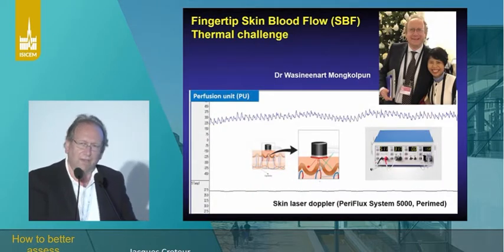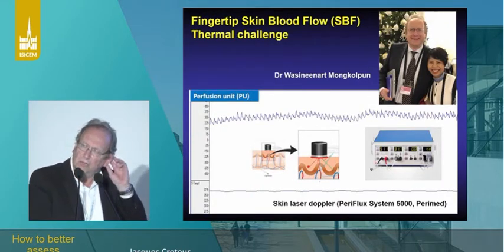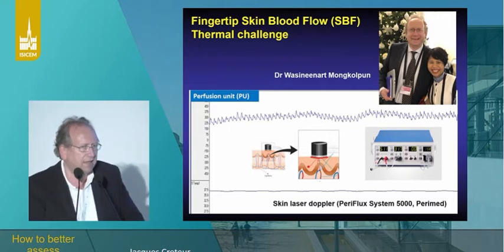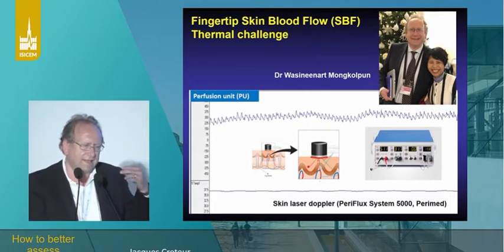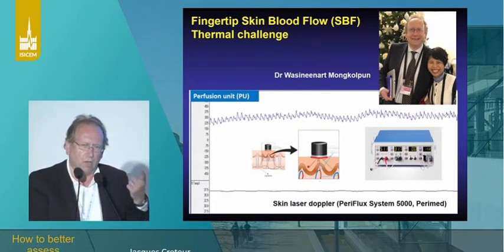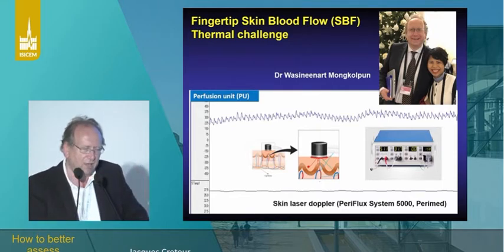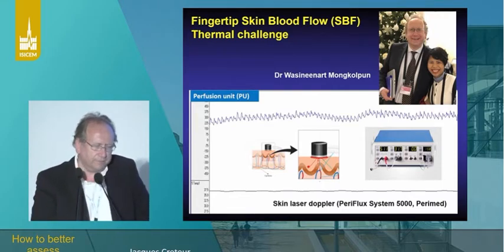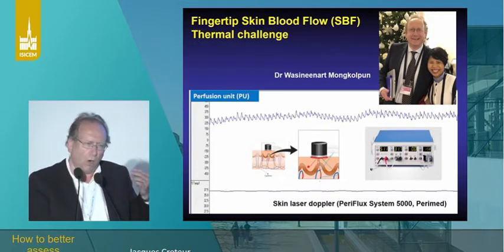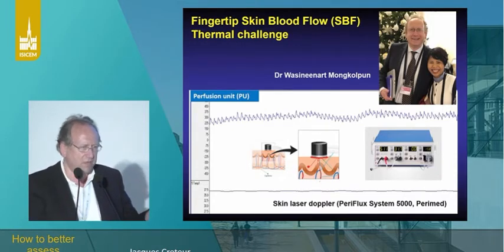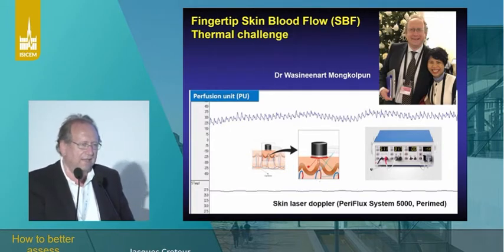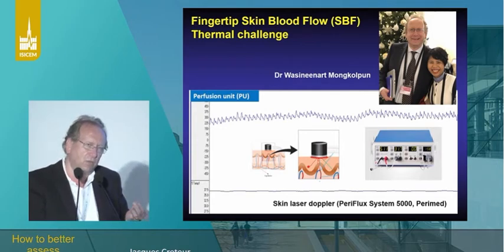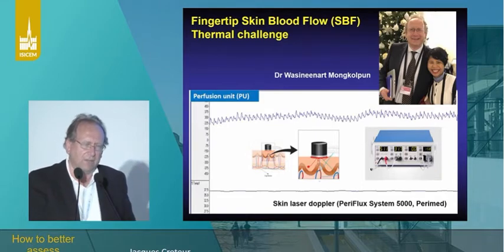What we have developed over the last two or three years is to try to assess peripheral perfusion using a laser Doppler. So we assess fingertip skin blood flow on the index finger of the patient. And this kind of laser Doppler technique can also warm the skin. The idea behind this is that if you warm the skin, you induce a vasodilation, and our hypothesis was that in critically ill patients, especially in patients with circulatory shock, this increase in flow induced by warming the skin can be blunted.